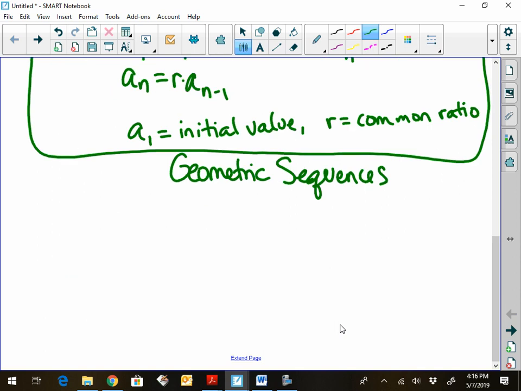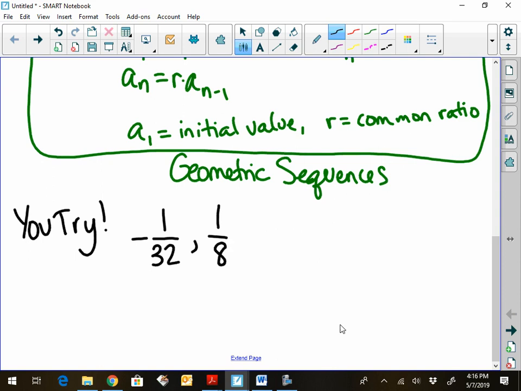You try to write the explicit and recursive form of this sequence, okay? So you try, after we write out the first few terms. So we're going to start at negative 1/32, 1/8, negative 1/2, 2, and it keeps going. So pause the video right now, try to write those equations on your own, and then come back to it.